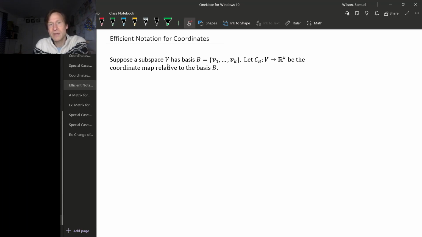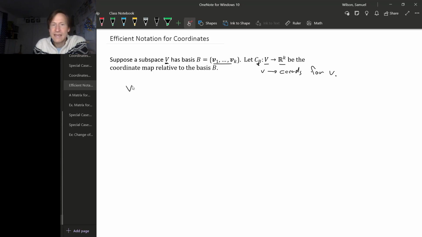So suppose we have some subspace V and we have a basis for V, which is v1 through vk, and say that C sub B is the coordinate map for this basis. So its domain is V, its range is R^k, and it takes any vector in V to the coordinates for v. Okay, fair enough, but how do you write down exactly what this map is doing?